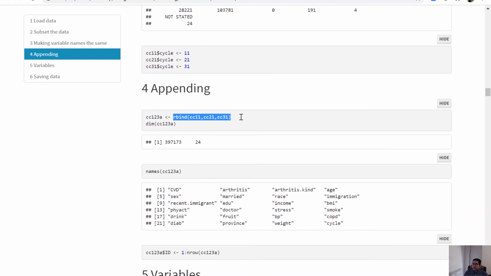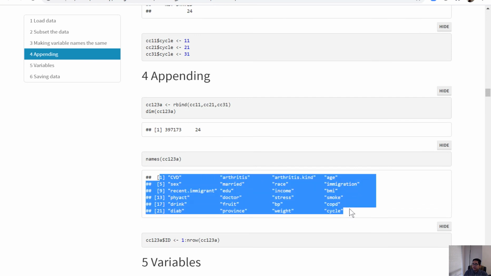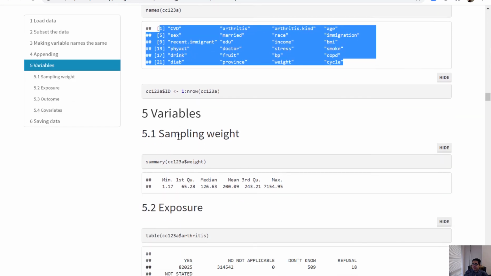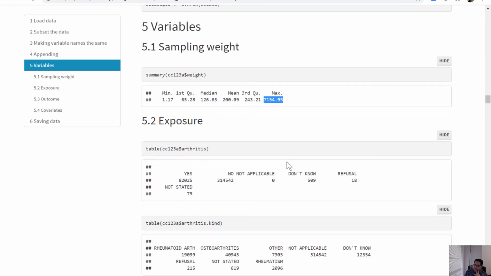Alright, we are just using the rbind command, and because we have the same names, it is now possible to combine all of the datasets into one dataset, right? And also look at the sampling variable. The sampling variable goes from 1 to 7,000. That means there was at least one person in the dataset who was representing more than 7,000 persons in the population. That means that maybe that person was from a rare population or subpopulation.